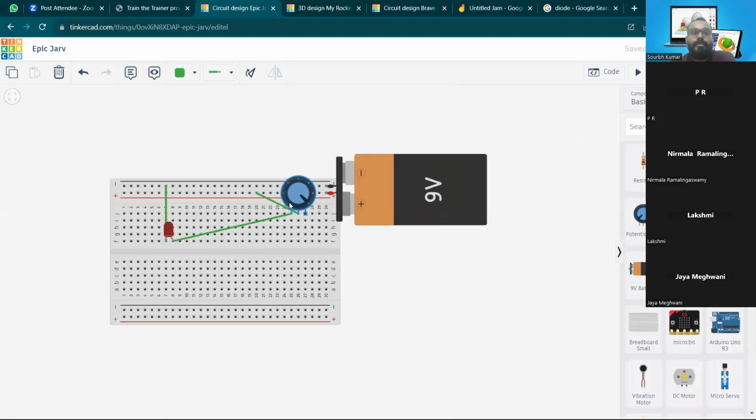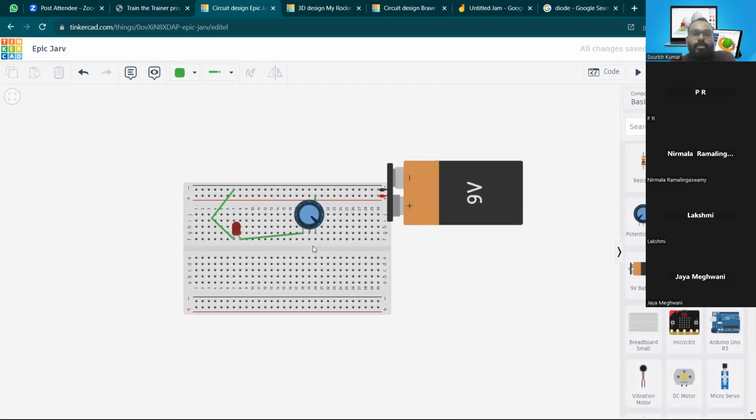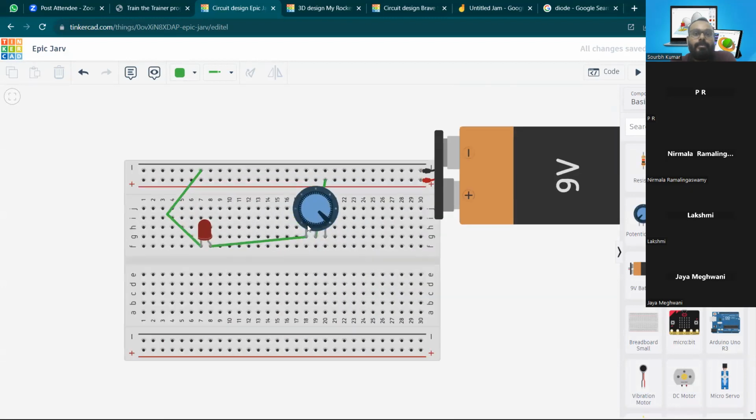I have a problem. If you connect the power, the positive power, to terminal 1, it is connected from behind itself. Then in this case, if you start the simulation, you will see that the LED is glowing very light. It's very light. Okay, so you have to rotate this thing.